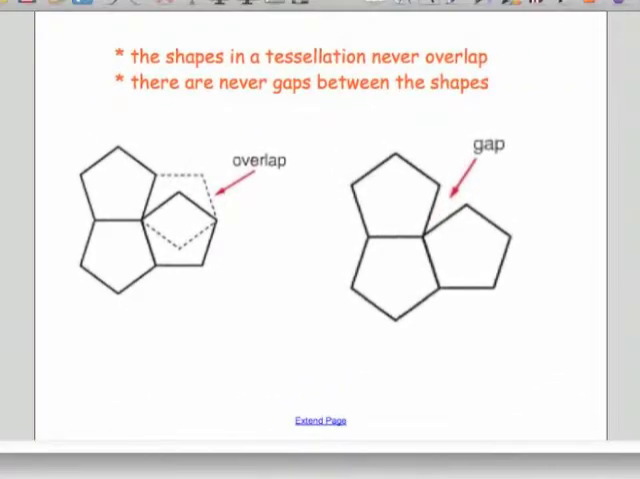So here below are some examples of some regular tessellations. With tessellations, a couple of things are important. One is the shapes never overlap, okay? They aren't stacked on top of each other. There are also never gaps between the shapes. You've really got to make them fit in there together.